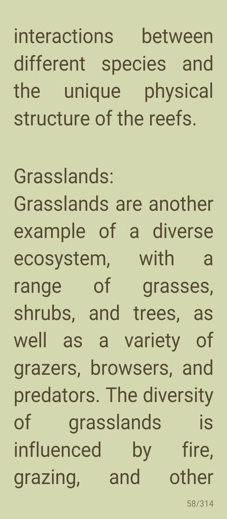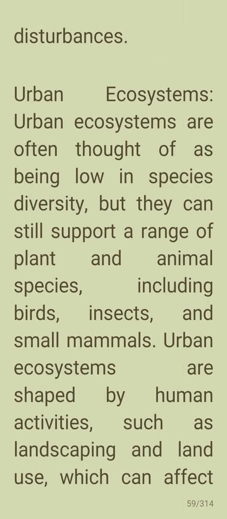The diversity of coral reefs is due to the complex interactions between different species and the unique physical structure of the reef. Grasslands are another example of a diverse ecosystem with a range of grasses, shrubs, and trees as well as a variety of grazers, browsers, and predators. The diversity of grasslands is influenced by fire, grazing, and other disturbances.